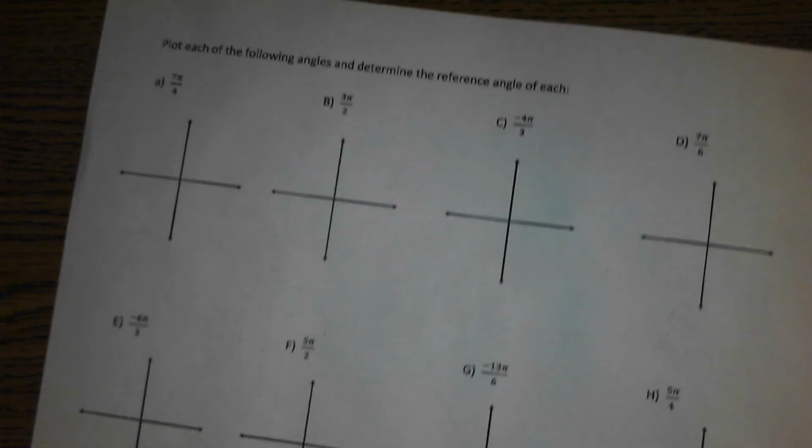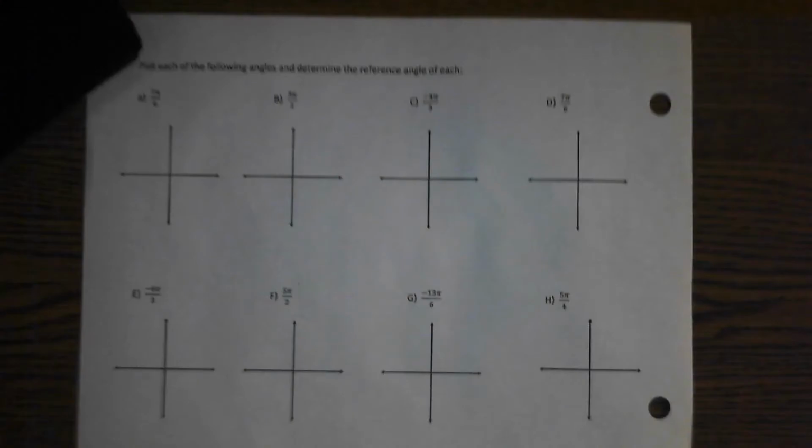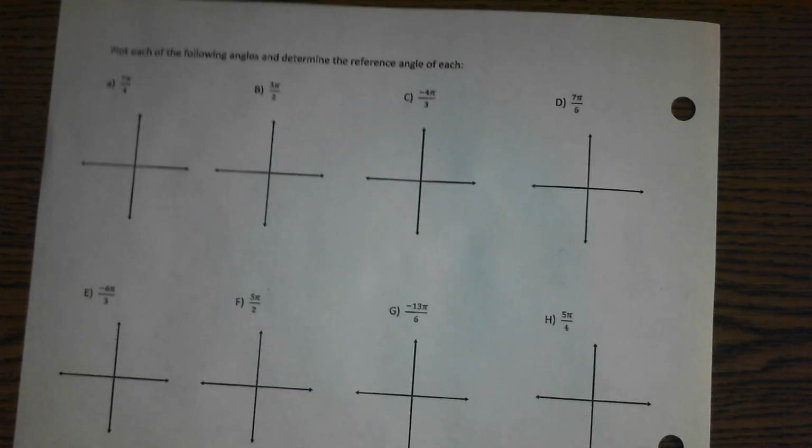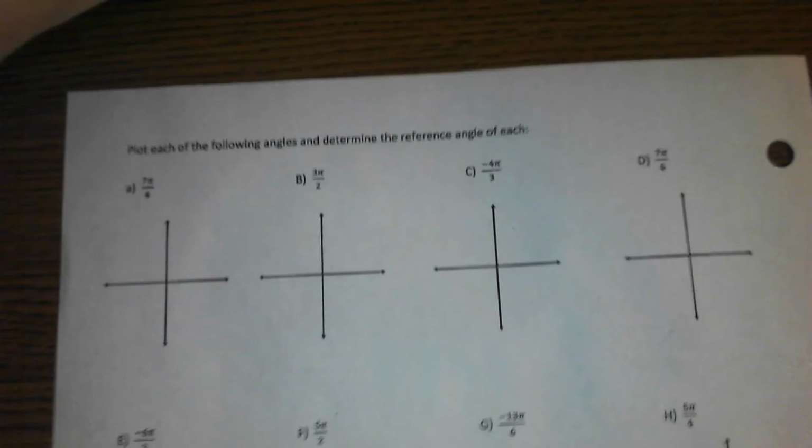Okay. So the entire back is 16 examples of plot the angle and tell me the reference. Okay? And most of them are in radians in terms of pi until you get down to the very end. So, here's how we're going to do these.